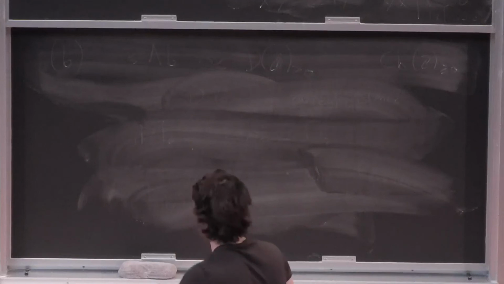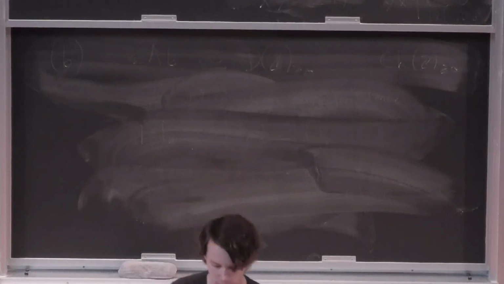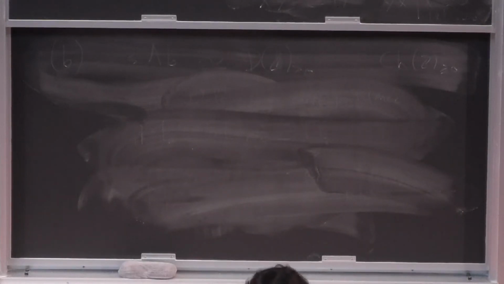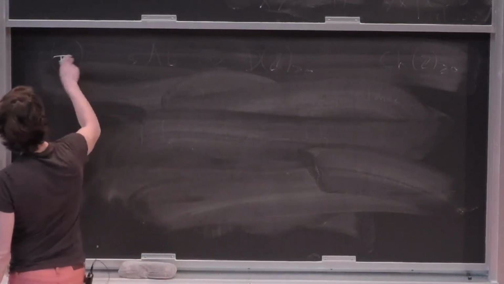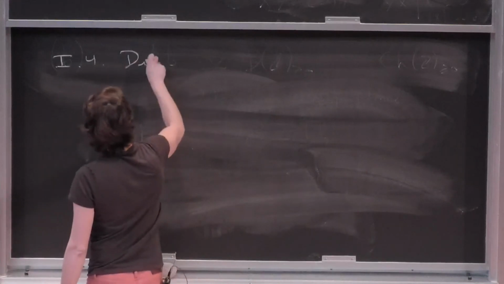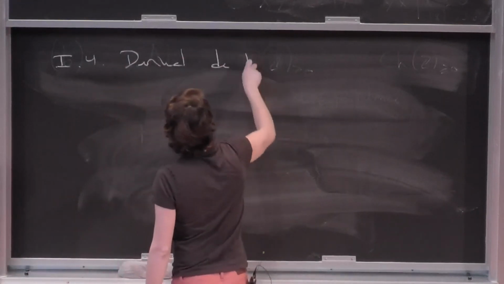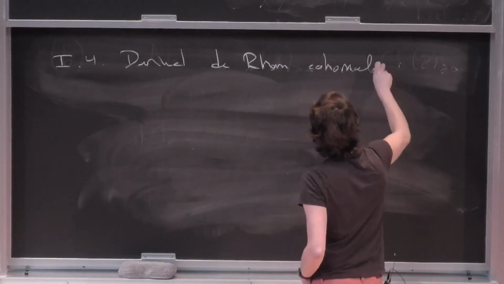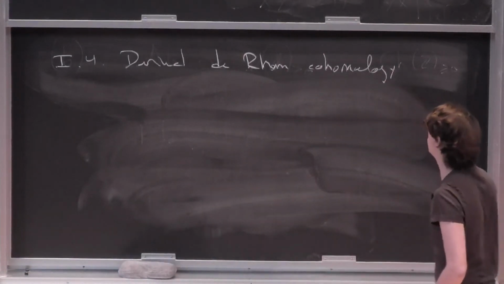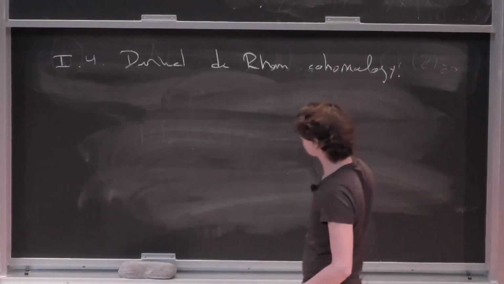So let me now talk about derived de Rham cohomology, just so I satisfy the title. And we'll have more to say about the cotangent complex in later lectures.